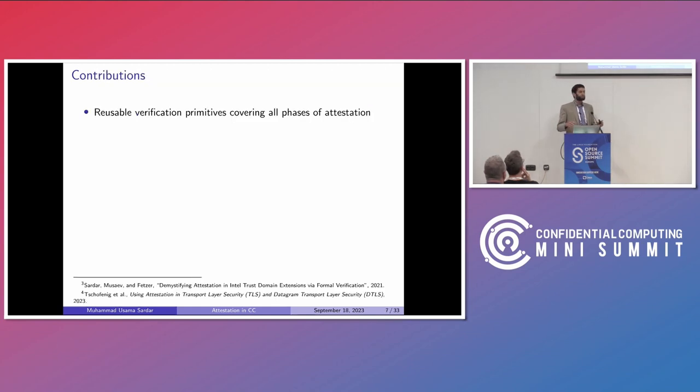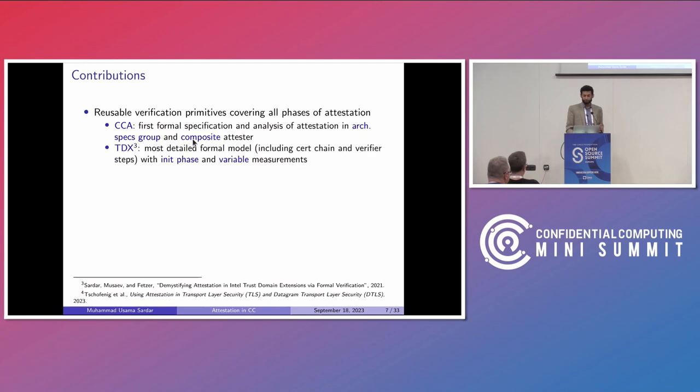Okay, so coming to the contributions, having described a bit about the challenges, I would like to claim three main contributions for this work. The first one is that we have reusable verification primitives covering all phases of attestation, and I defined the phases: the provisioning phase, the initialization phase, and then the attestation protocol phase. The two artifacts that we have publicly available now are CCA, and for CCA specifically, the contribution is that it's the first formal specification and analysis of attestation in the architectural specifications group. And the composite attester, as it's the only one which has a composite attester.